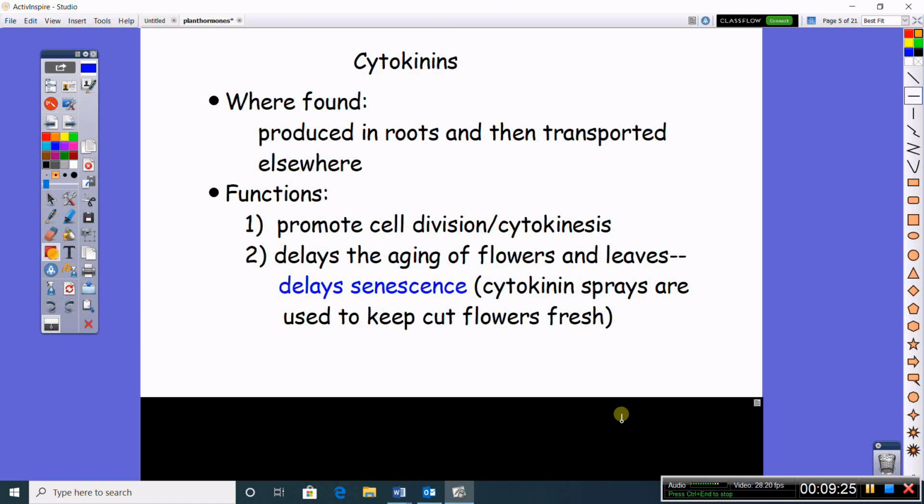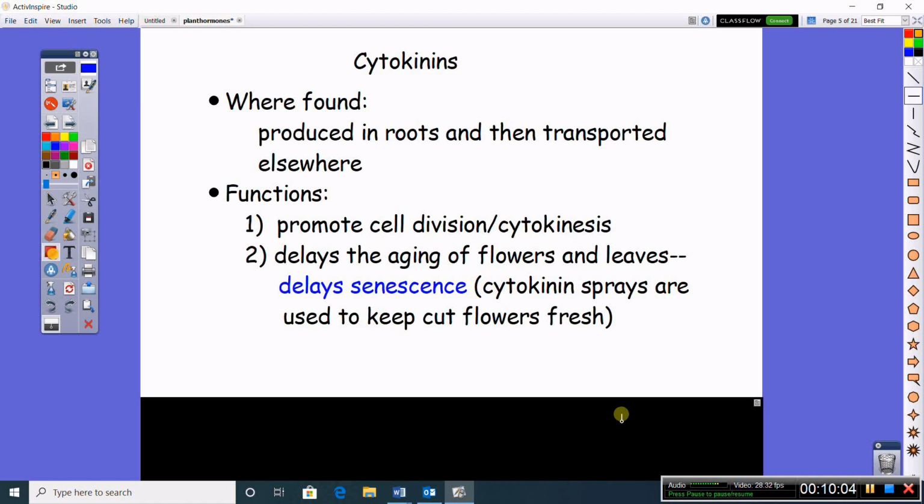They delay senescence. So what is senescence? Senescence has to do with the aging of the flowering and leaves. So if it delays senescence, it's helping to keep them fresh. When I think of the word senescence, I tend to think of the word senile. Okay, like when somebody goes senile, it means it's usually they're kind of old and they're losing it a little bit. So cytokinins are going to delay senescence. They're going to delay the aging of the flowers and the leaves.